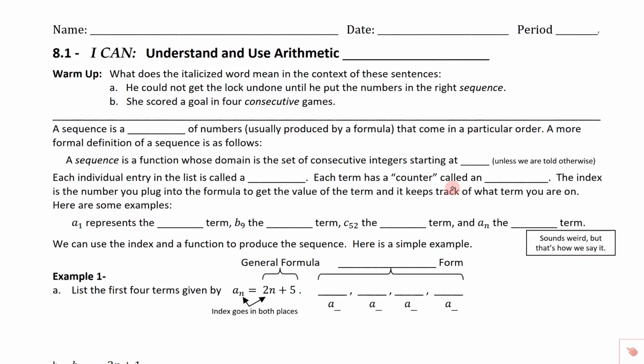All right, we're ready to start Unit 8. With Unit 8, we're going to be talking about sequences, which we'll define in just a minute. But we're going to use a simplified approach so that the formulas are a little bit easier. So let's go ahead and get started with 8.1.